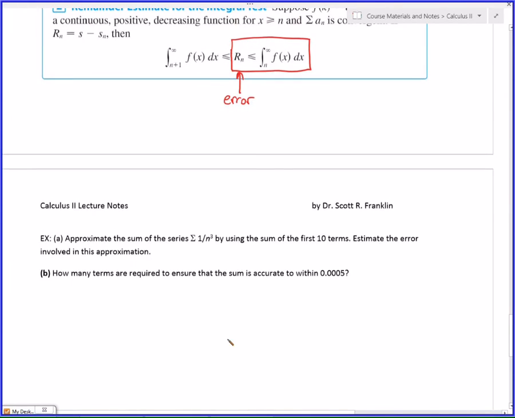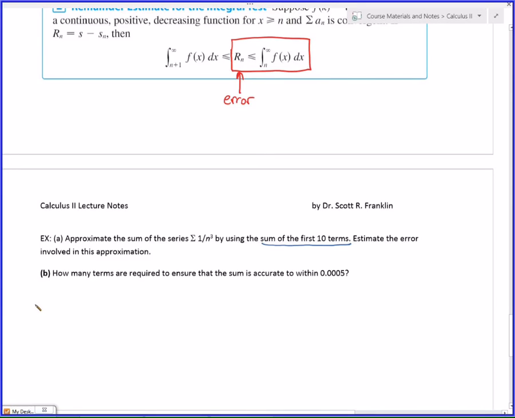Okay. So let's do this series right here, 1 over n cubed. And I want to approximate the actual sum from n equals 1 to infinity by using just the first 10 terms. What's the notation I use to write the sum of the first n, or in this case, 10 terms? How do I denote that? What have I been using for notation for the sum of the first 10 terms?